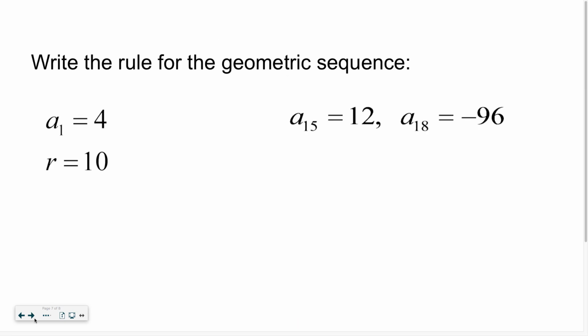Okay, one last slide, then you'll be free. We're going to write the rule for a geometric sequence. Suppose I give you an example where I tell you the first term and the ratio. Easy to write the rule? Yeah. A sub 1 is 4, r is 10, so a sub n equals 4 times 10 to the n minus 1.